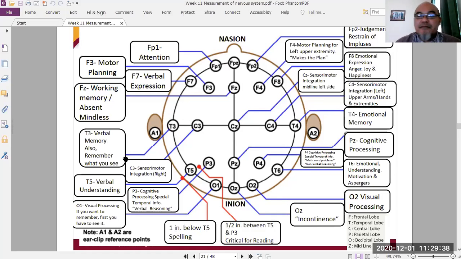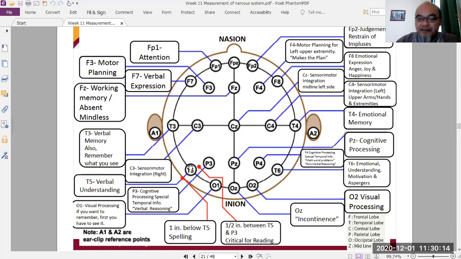Okay, remember what we see. Here, FZ represents the working memory or absent-mindedness. Then emotional memory is on the right part, the right brain part. Cognitive is in the middle, a little bit behind. So P4 here is for cognitive processing also, math problems, and non-verbal reasoning. So more of feelings, etc. T6, a little bit on the back, is for emotional understanding, motivations, and Asperger's.